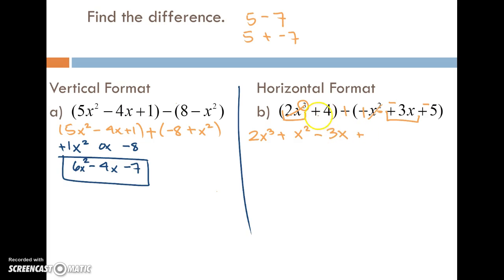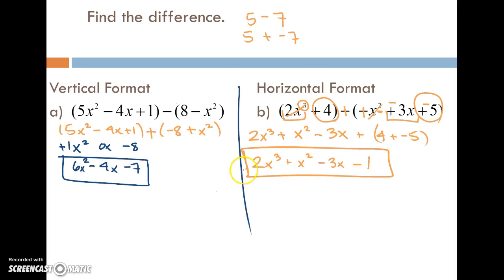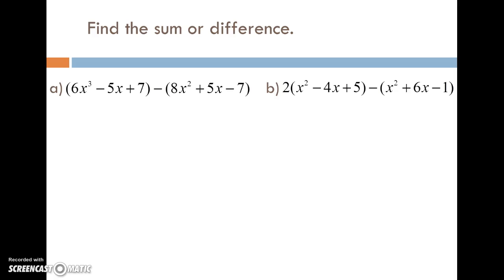But I can combine these two. 4 plus negative 5. So I didn't do anything with this, didn't do anything with this, didn't do anything with this, but this I can do. 4 plus negative 5 is negative 1. This, if I was classifying it, would just be a polynomial. The degree would be 3. Leading coefficient is 2.